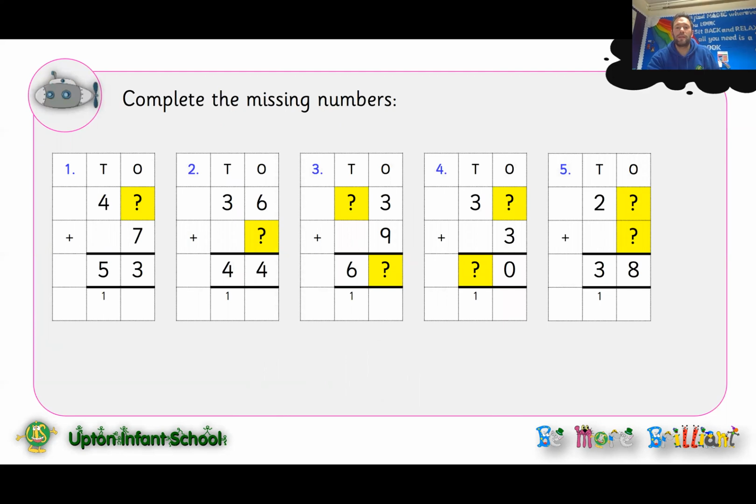And then finally, we have got our challenge where you have to find the missing numbers. You can see they're highlighted in yellow with a question mark, and you've got to use your knowledge of how the column method works to work out what the answers are. Pause the video. 10 minutes hopefully will be enough for these questions.